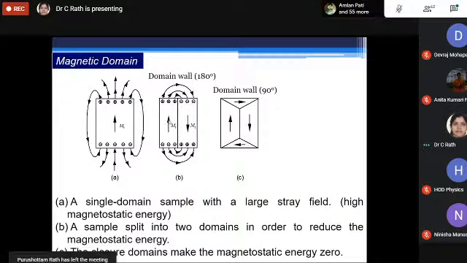So when you make domains, there will be a domain wall. This line is representing one, so that one can distinguish between two domains. That domain wall is a 180-degree domain wall. Here one can see all these four domains have a 90-degree domain wall. So you make a large number of domains to reduce the magnetostatic energy.